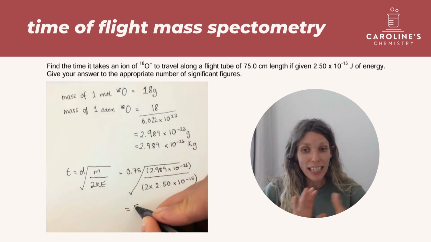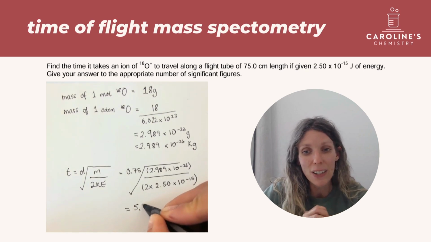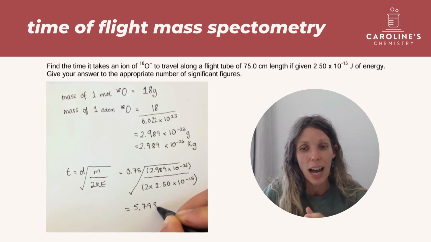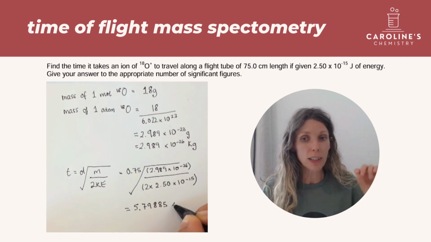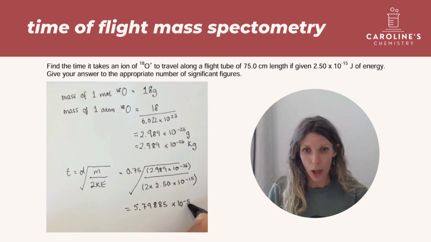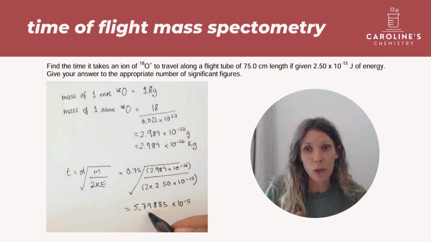That then gives us 5.79885 times 10 to the minus 5. That's the full answer, but it's not our final answer. We have to consider significant figures.